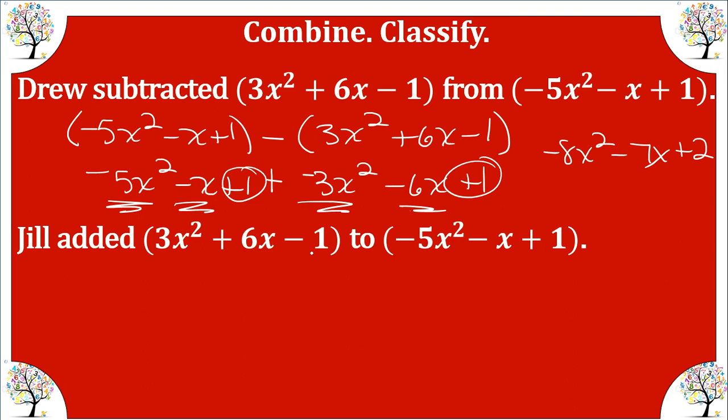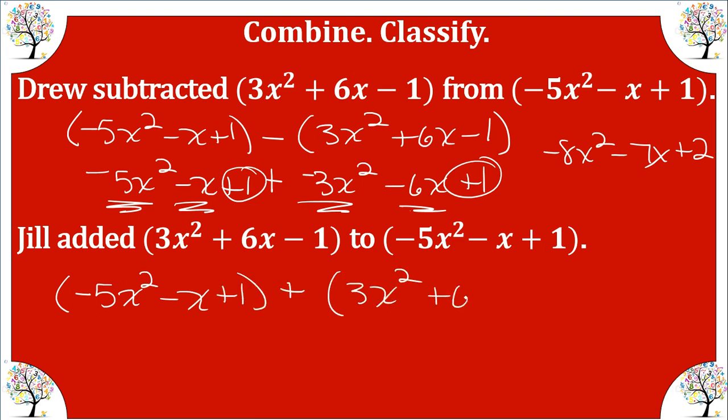Jill added this trinomial to this. So again, we have to flip-flop. So when it's added to and subtracted from, we flip-flop the order that we see it. So basically, we are just going to combine like terms here. So we have negative 5x squared plus 3x squared, negative 2x squared. We have negative 1x plus 6x, that's plus 5x. And then positive 1 minus 1 is 0. So we just have a quadratic binomial. And I hope this helps.